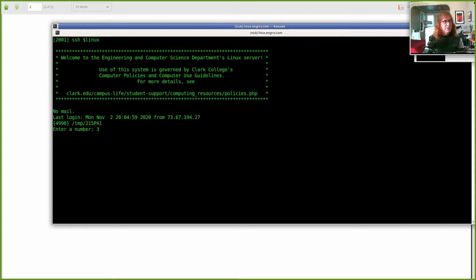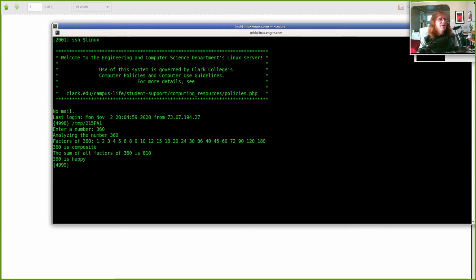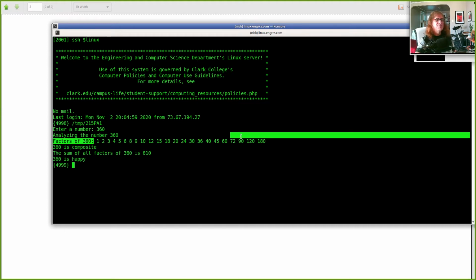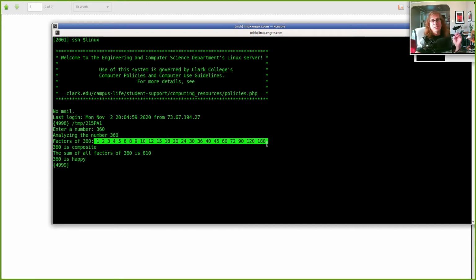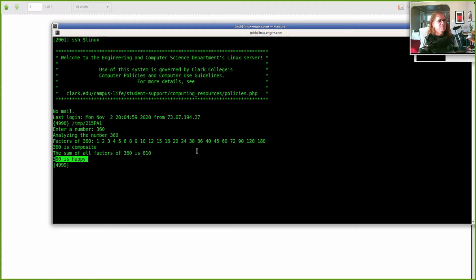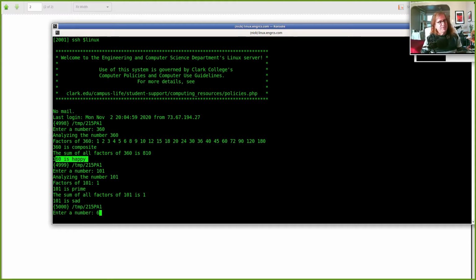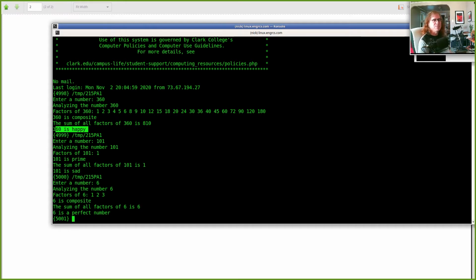So let's just run through that. Put in a number, and I'll put in 360. And it's got all these factors. I don't list 360 as a factor, it's just the numbers from 1 to the number. Since there's more than one factor, it's not prime. Those factors add up to 810, so this is a very happy number, because the sum is way bigger than the number itself. The saddest numbers of all are the primes, because they only have one factor, and so the sum of the factors is 1. And there are a few perfect numbers. 6 is the smallest perfect number. The sum of the factors is 6: 1, 2, and 3.